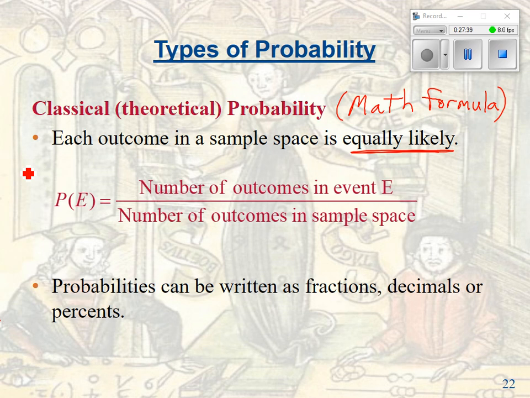For classical probability, this is the formula, and I'm going to rewrite it down here, just maybe so it makes a little more sense to you. Probability of whatever the event is equals favorable over total. When you're dealing with probabilities, they can be written as fractions, decimals, or percents. Just depends on what you're trying to do with it. Usually I would just leave it as a fraction.